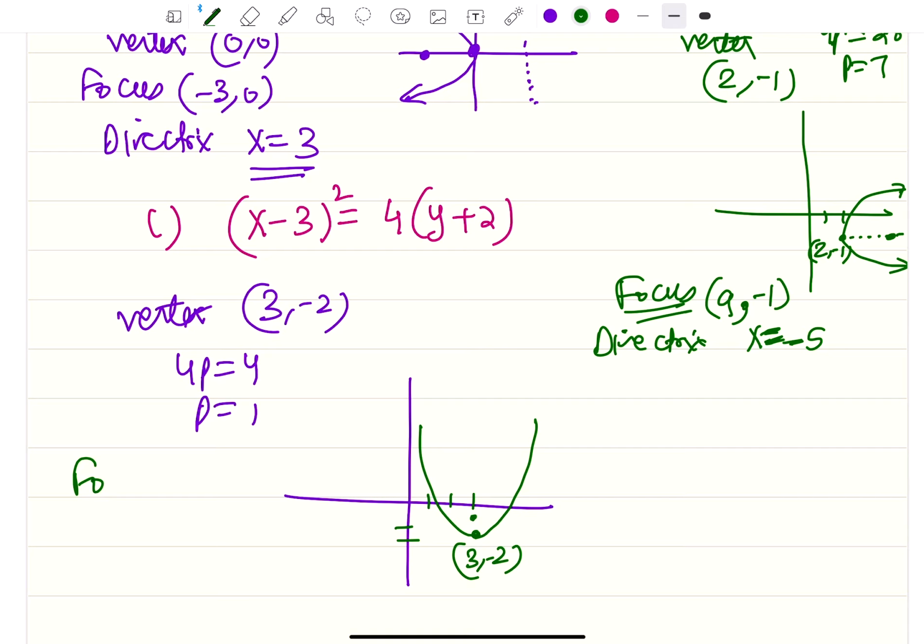For the focus, the x coordinate is not going to change because I'm going up and down. X will be still 3. And if I go 1 unit in, my y coordinate will be -1. And going 1 unit in the opposite direction, the directrix equation will be y equals, from -2, I'll go 1 unit down. It will be y equals -3.